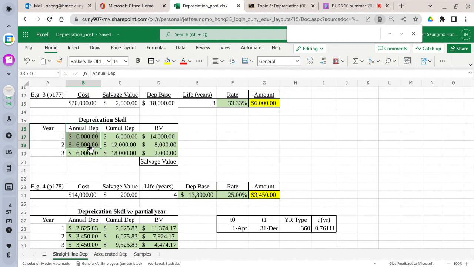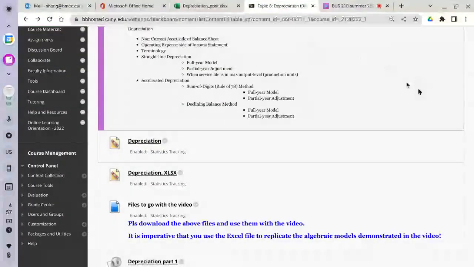Okay? But in the homework, it doesn't say annual. It just says straight line depreciation. And then it also says what would the depreciation expense be in the first year if February 3rd. So it's kind of confusing on which grid to use sometimes as far as doing homework. Like the formula is fine.